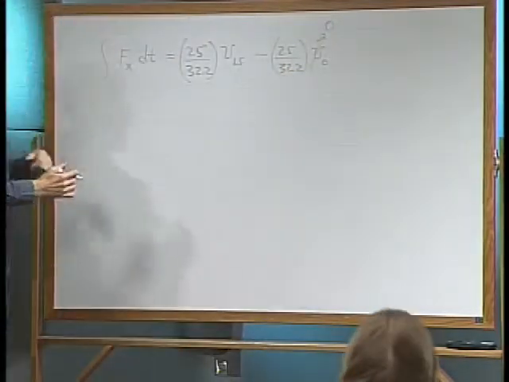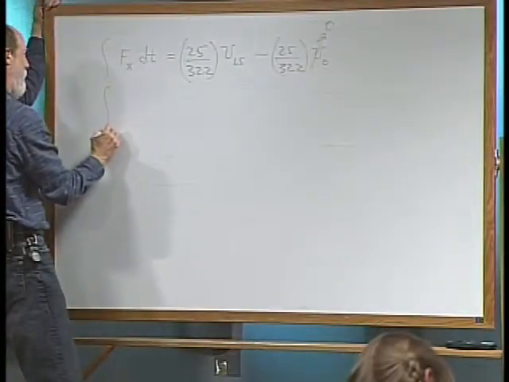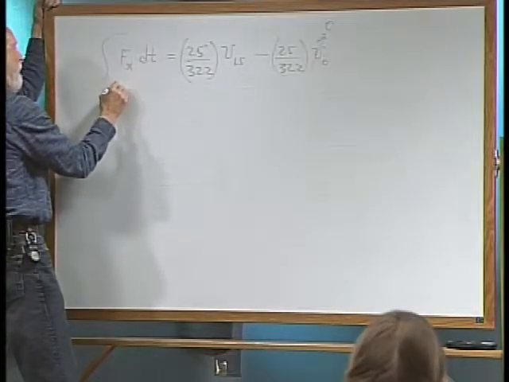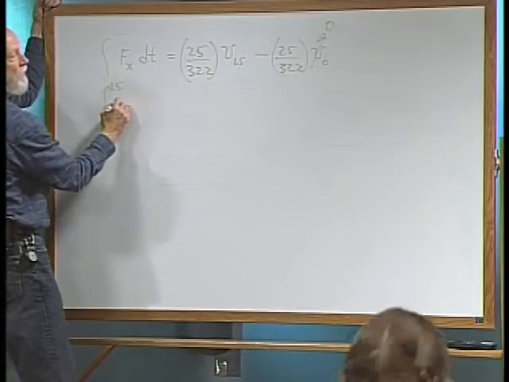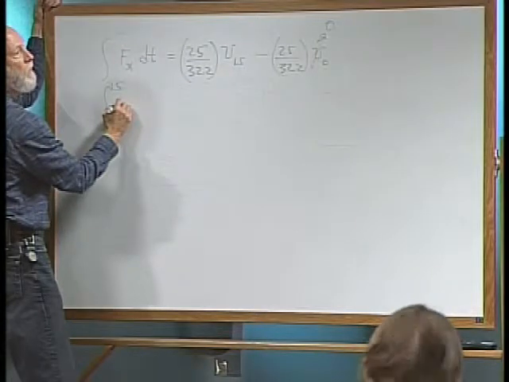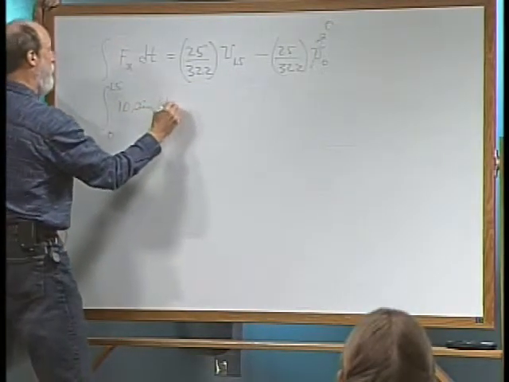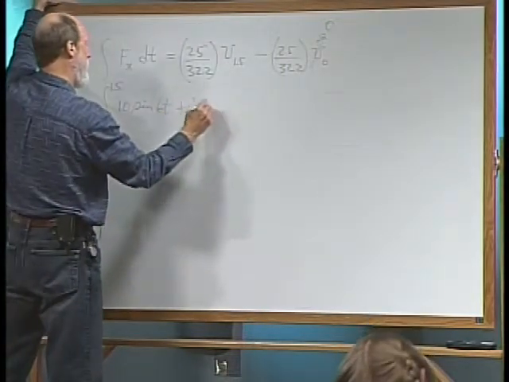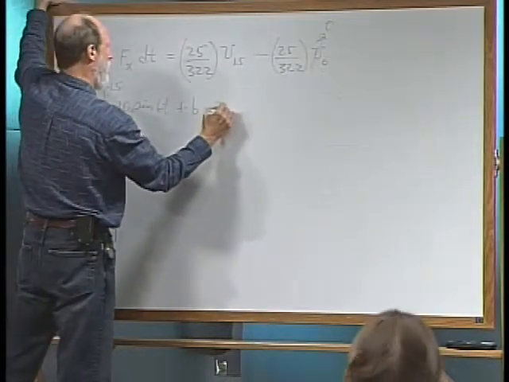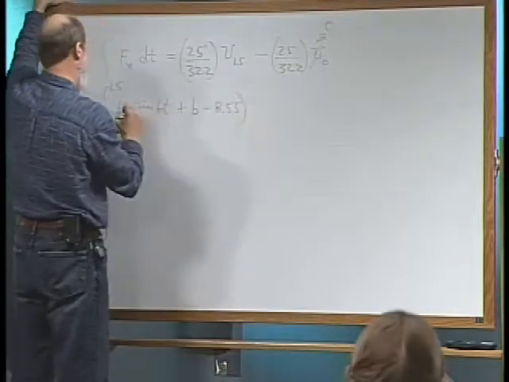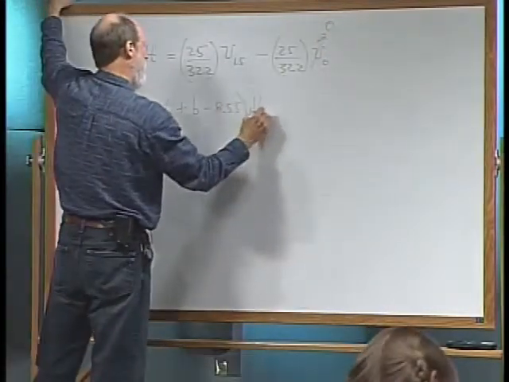So here's the concept, and so the mathematics we want to carry out is integrating from 0 to 1.5 of our function, 10 sine of 6t plus b, minus 8.55, dt.